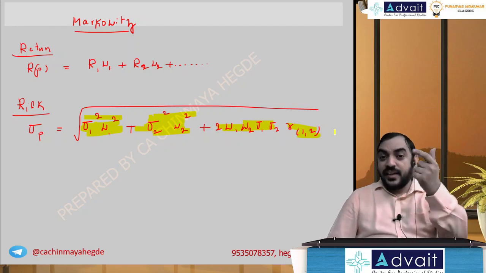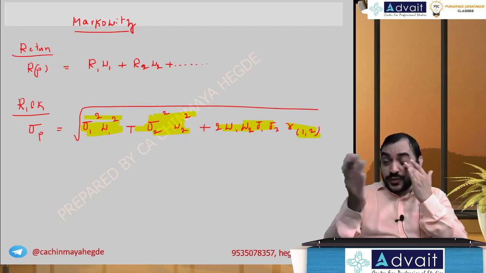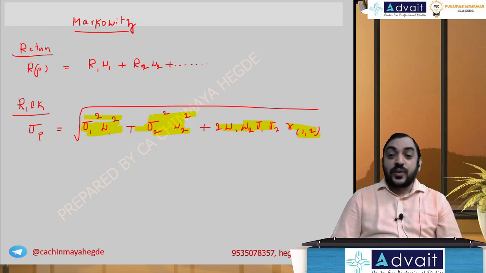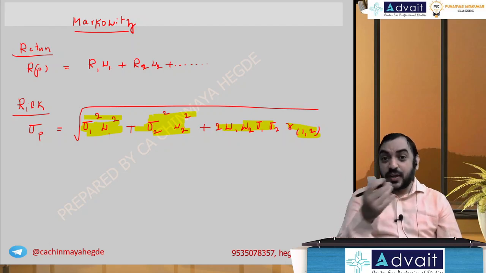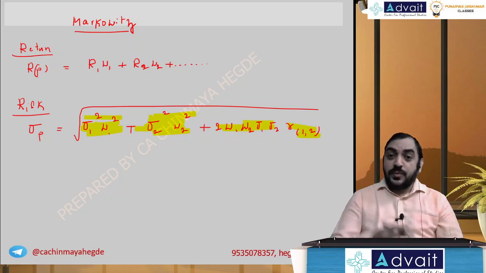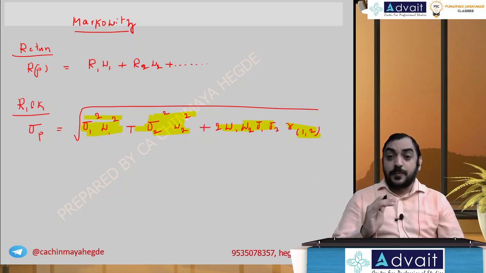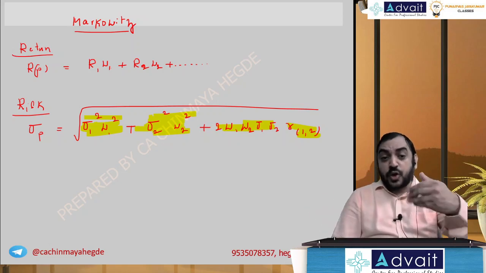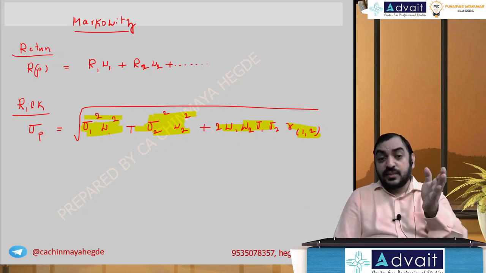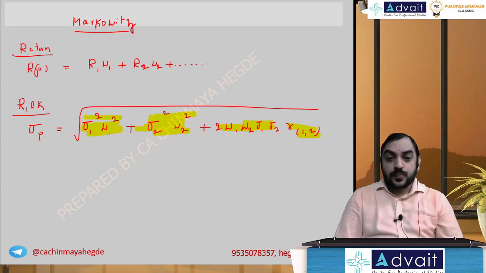That R is an extra factor. Otherwise, I could have simplified it as (A plus B) whole square only. So in fact, if R is equal to plus 1, the formula becomes (A plus B) whole square, and the square gets cancelled. It becomes A plus B. So if R equals plus 1, the formula is very simple: sigma 1 W1 plus sigma 2 W2. But anyway, you apply this formula for a 2 security portfolio.